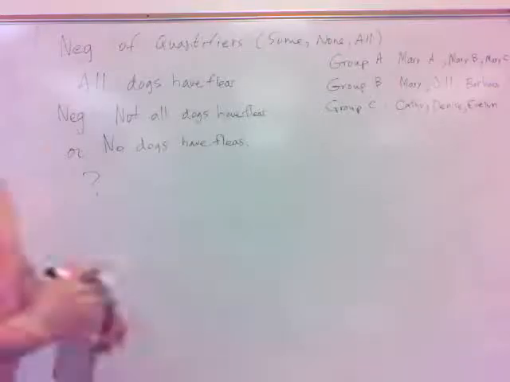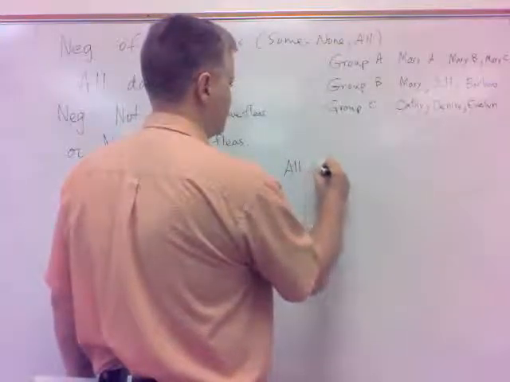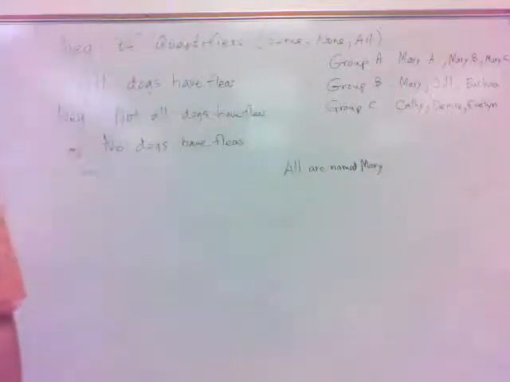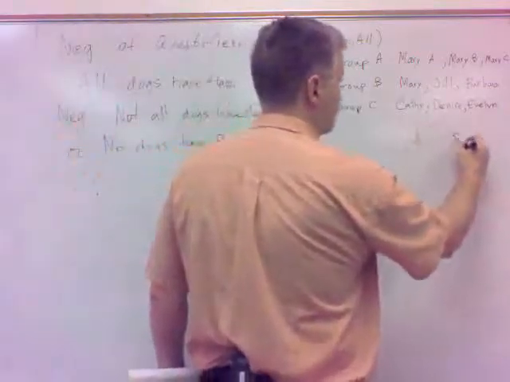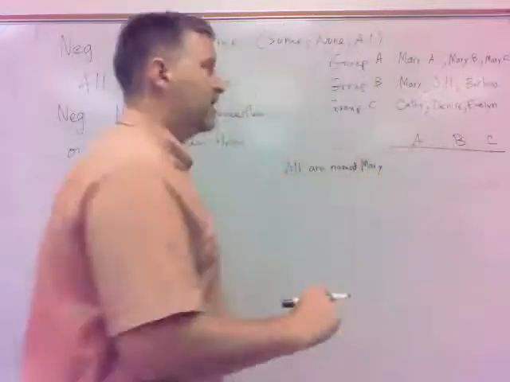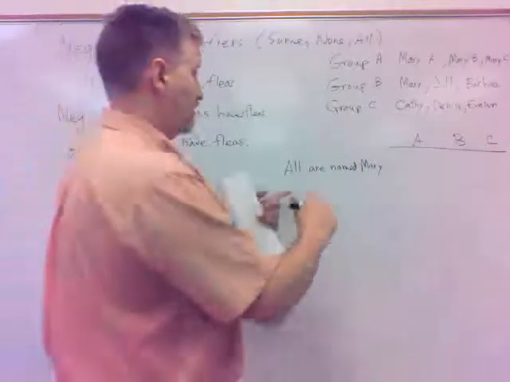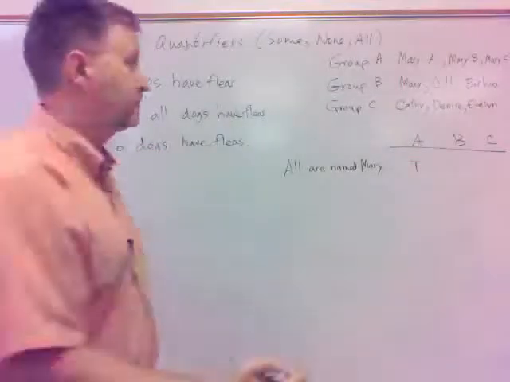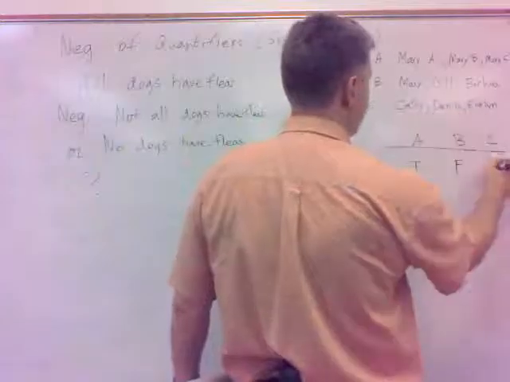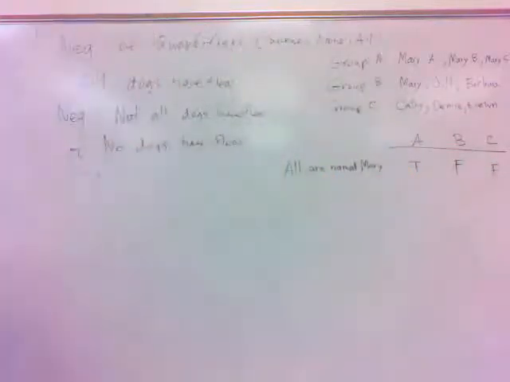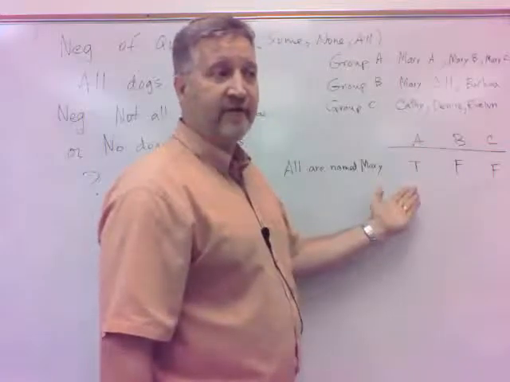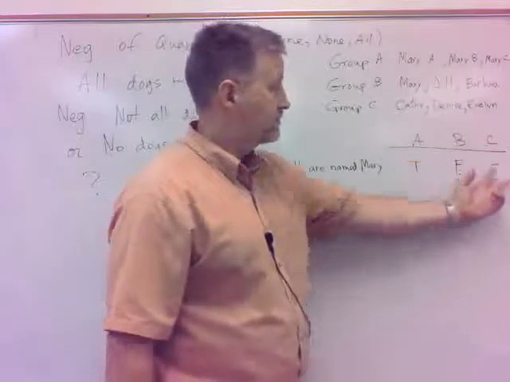Because if I make the all statement, all are named Mary, well, that is certainly true in Group A. So I'm going to do A, B, and C here, truth values. In Group A, that's true, isn't it? All of them are named Mary. But what about Group B? Are all of them named Mary in Group B? No, so that's false. And then all of them are named Mary in Group C, obviously, that's false. To be a negation then of this, it has to be opposite in all cases. So if I have a negation, what is it going to be across the board here? The negation is going to be false, true, true, isn't it?